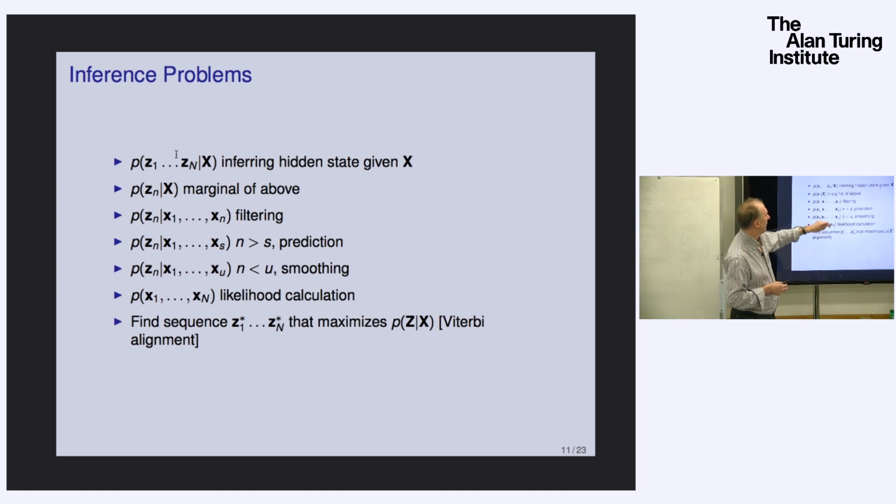We can also look further ahead. So if, say here, n is greater than s, we've got some history, x1 to xs, we predict. We can also do something called smoothing, where we have observations here, u, going beyond n, and we want to pass information back from the future as well as from the past to predict n here. So that's smoothing. And we might want to calculate the likelihood, and we might also want to come up with the most probable sequence of z's that explains an x. That's called Viterbi alignment. So these are all sorts of inference problems that we might want to do in a hidden Markov model. And certainly one reason we want to do these is that they'll be very important when we come to learn the model as well.